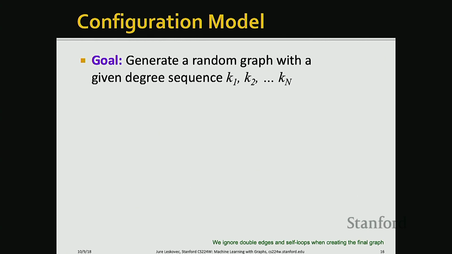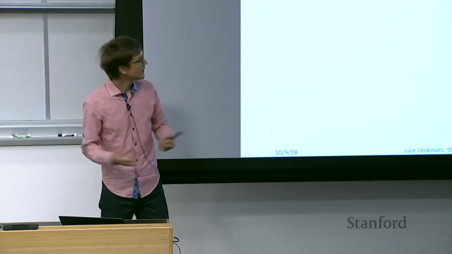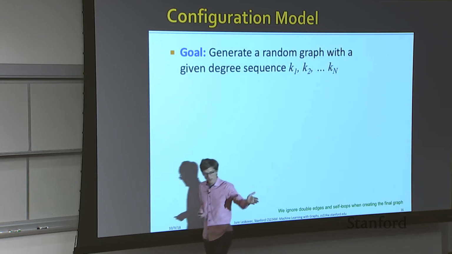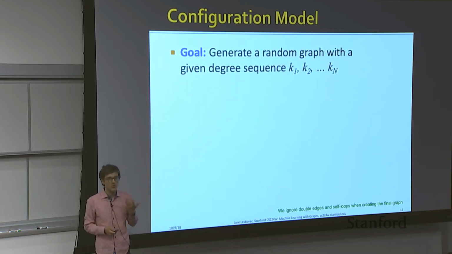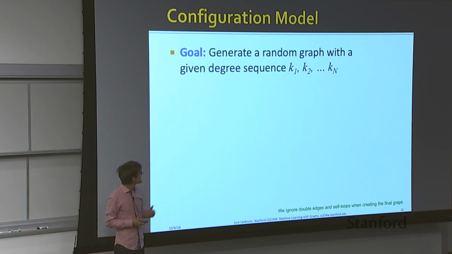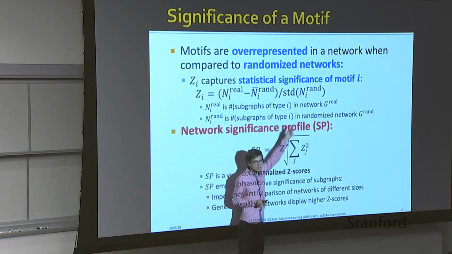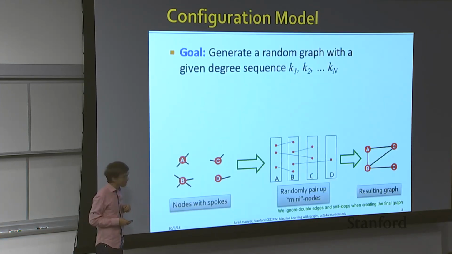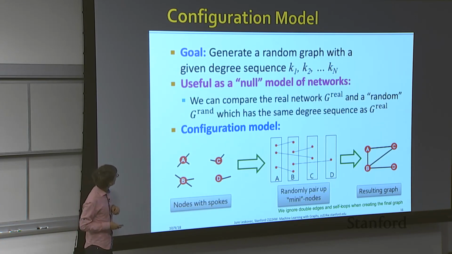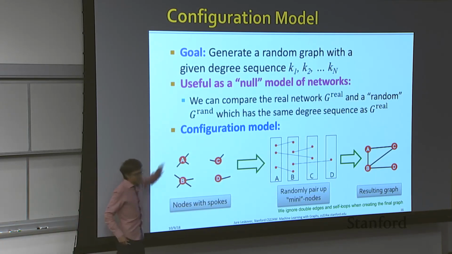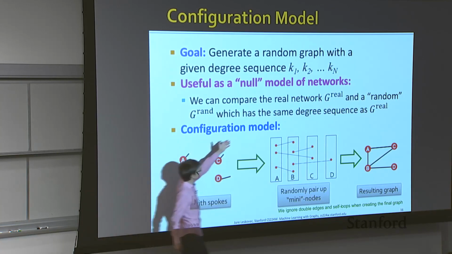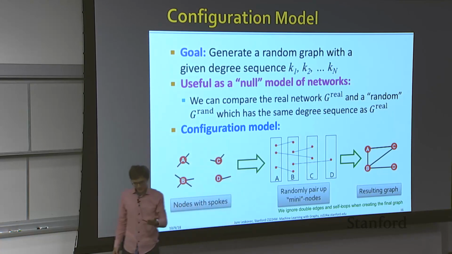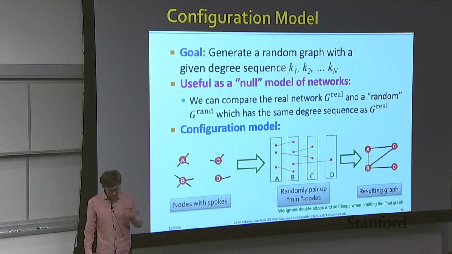So the way we can think of this is our goal is to generate a random graph with a given degree sequence, right? Node 1 will have degree k1, node 2 will have degree k2, and so on. And let's say that this degree sequence comes to us from somewhere. Essentially, we can take this degree sequence from G real. Now we will use this as a null model, and we will then count the occurrences of the motif in random graphs that have the same number of nodes, same number of edges, and the same degree sequence as the real graph.